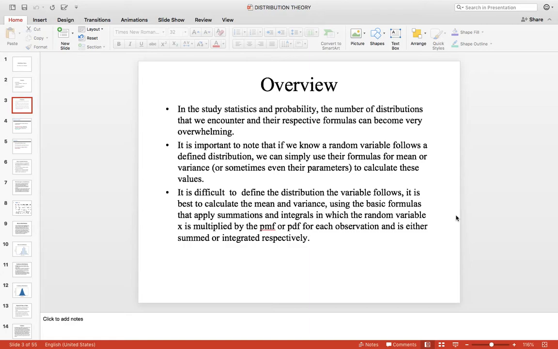It is difficult to define the distribution the variable follows. So a priori, just looking at data, it is very difficult to calculate the mean and variance. It's very difficult to calculate the parameters of the distribution unless you know what the distribution is. And then once we know what the distribution is, we can use what is called the probability mass function, PMF, for discrete distributions, and the probability density function for continuous distributions, to estimate the probabilities for the distribution.